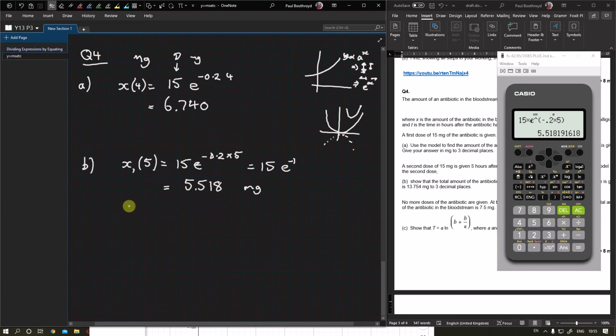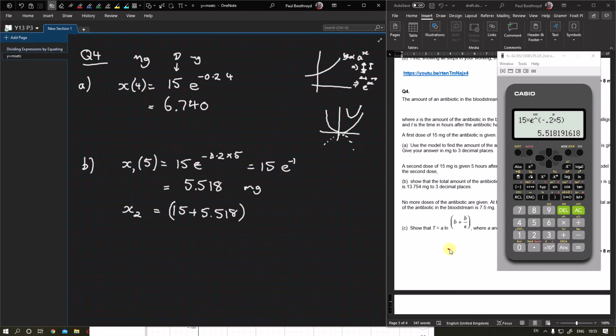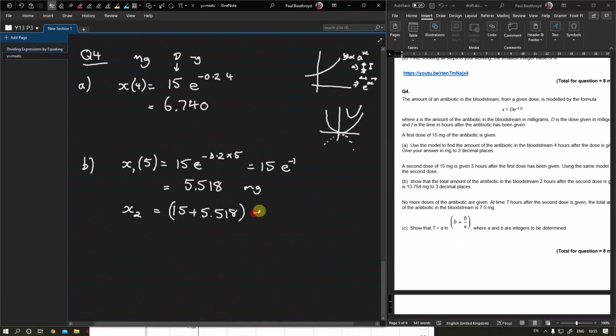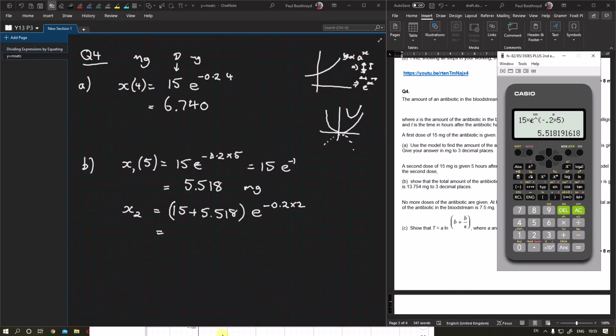Then for the second dose, we're now adding this in. So we've got 15 plus the 5.518, which is the amount in the bloodstream at the start of my new time. And we would like to know how much is there at the end of 2 hours. So it's e to the minus 0.2 times 2. Put it into the calculator again. So now we've got 20.